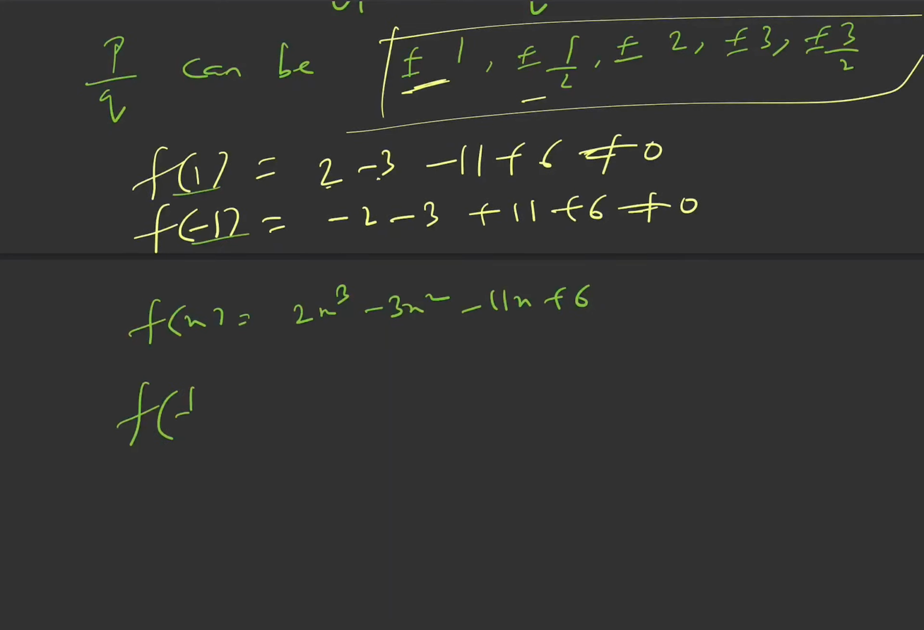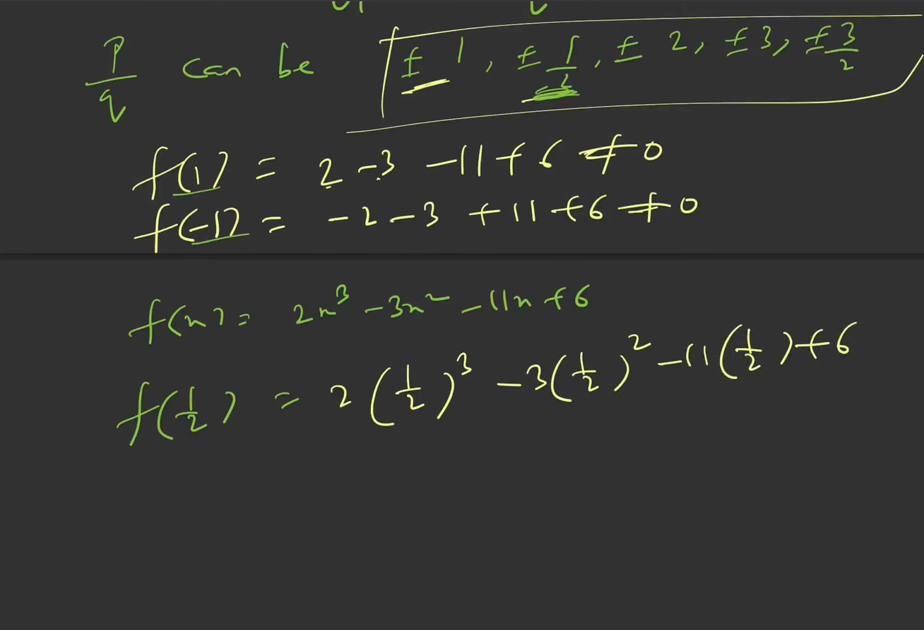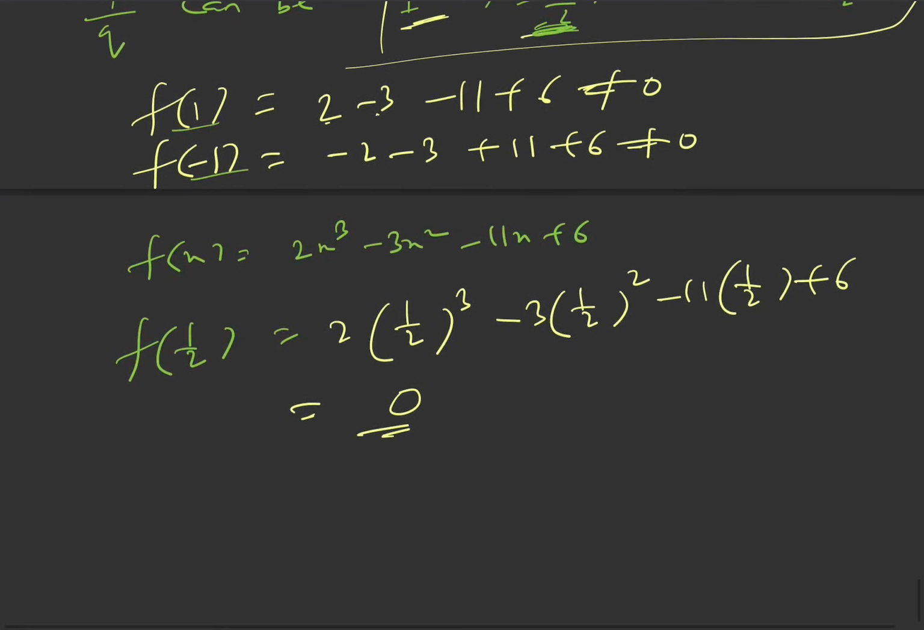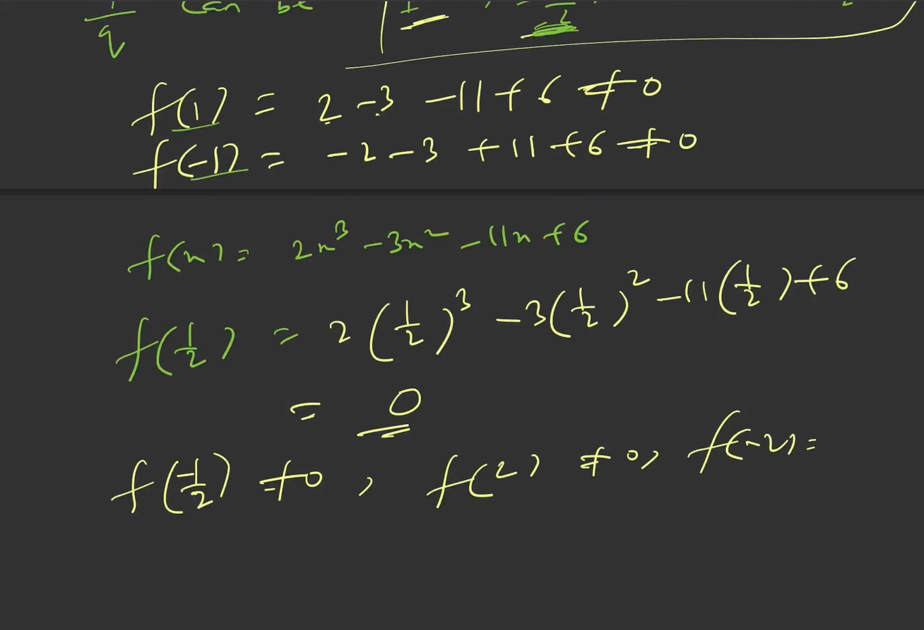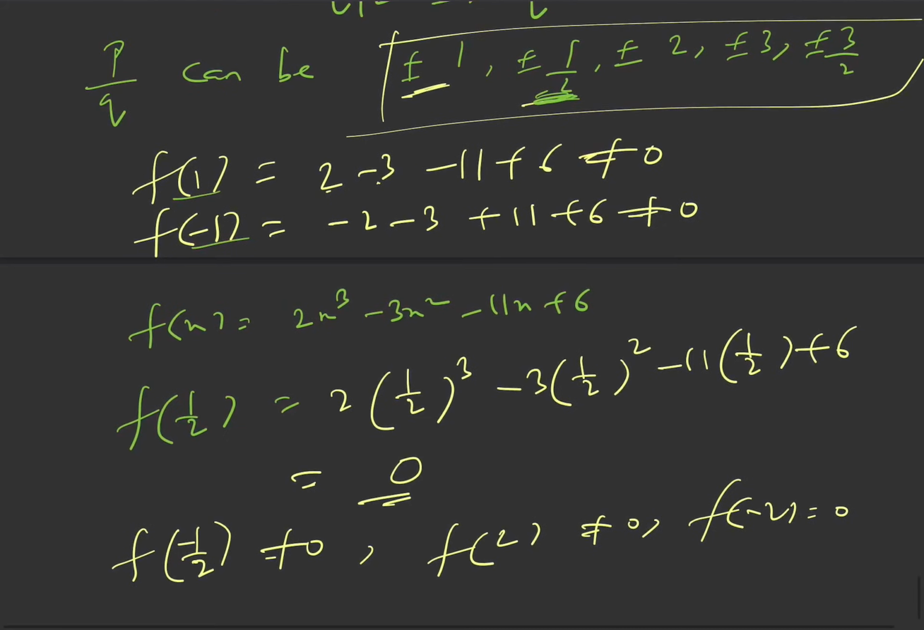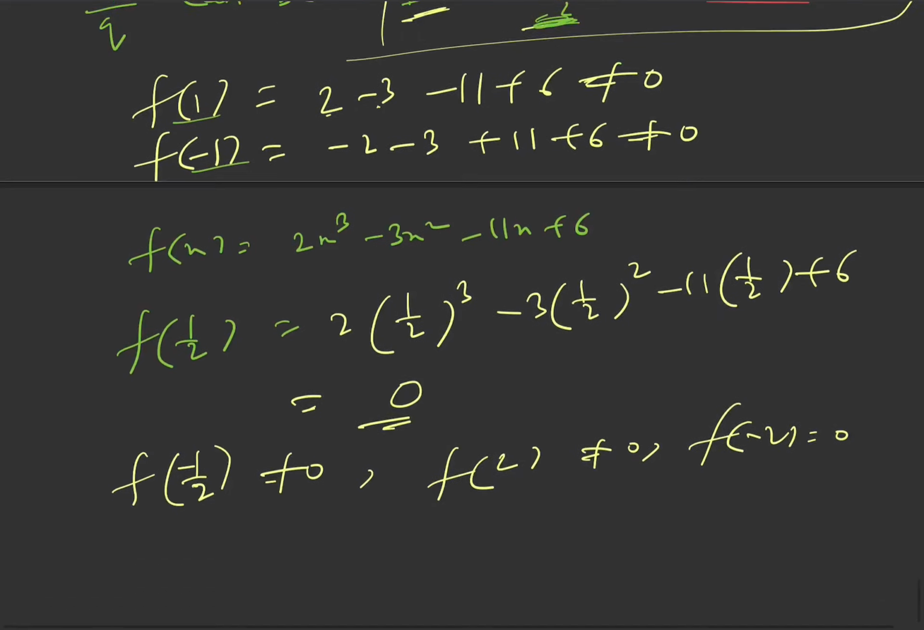So I have checked with 1, I have checked with minus 1. Neither is a root. Now let us check 1 by 2. You will get 2 into 1 by 2 whole cube minus 3 into 1 by 2 whole square minus 11 into 1 by 2 plus 6. And if you simplify, you will get this 0, right? Similarly, you can check this on your own. f of minus 1 by 2 will not be 0, and f of 2 will not be 0. f of minus 2 will be coming as 0, right?